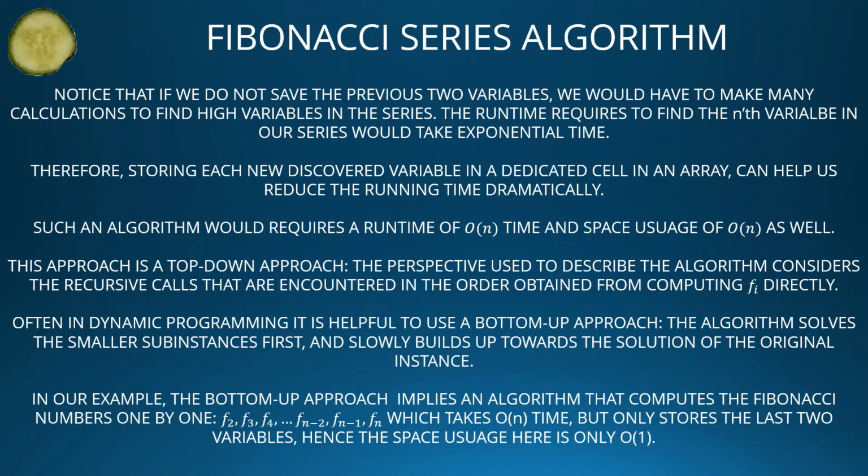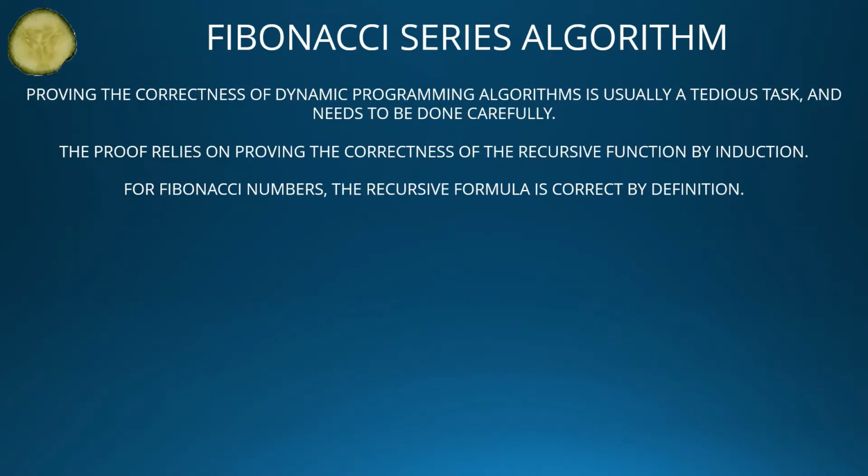In our example, the bottom-up approach implies an algorithm that computes the Fibonacci numbers one by one, F2, F3, F4, all the way to Fn-2, Fn-1, and Fn, which takes O(n) time, but only stores the last two variables, hence the space usage here is only O(1).